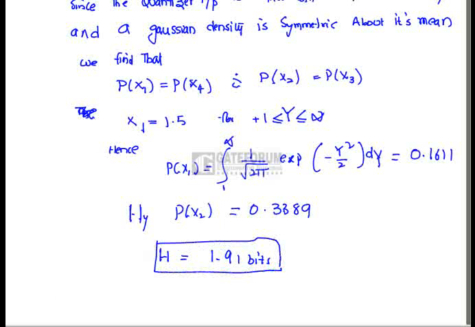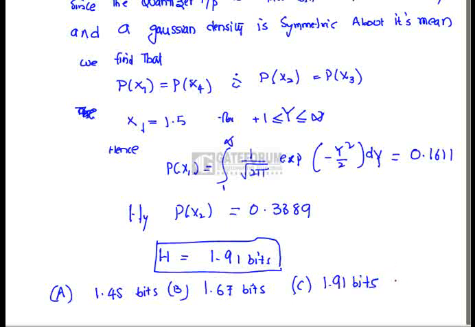Here the options are A, 1.45 bits, B, 1.67 bits, C, 1.91 bits, D, 2.01 bits. Hence option C is right.